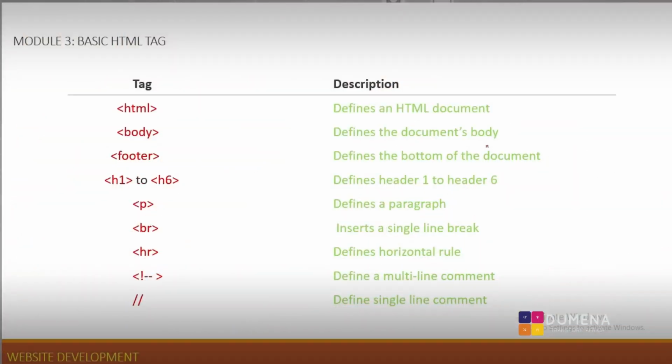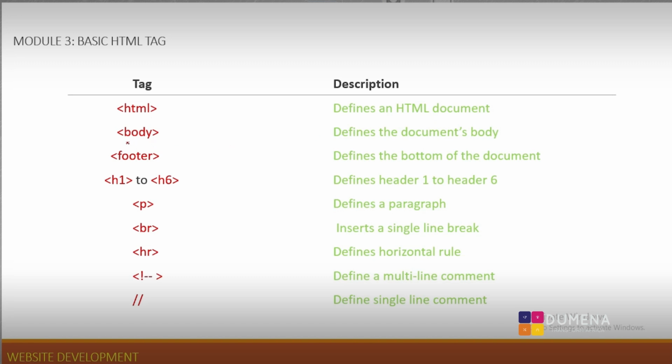Let's begin by looking at some basic HTML tags and their description. Here we have about 9 basic HTML tags we'll be looking at and what they are used for, and we will be using these tags as we proceed with our lessons. The first tag we have is the HTML tag. The HTML tag defines an HTML document.